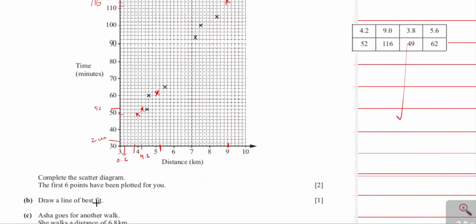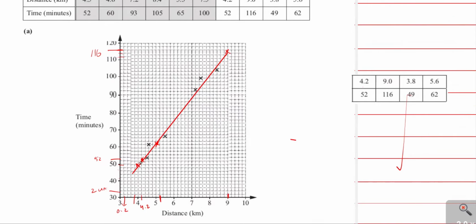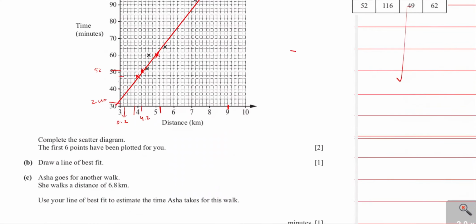Next, part B, draw a line of best fit. Look here, for the best fit line, we will draw a line around these points where we have to draw a line where the maximum points lie close to this line. Therefore, this line would be the best fit line. This is the best fit line.